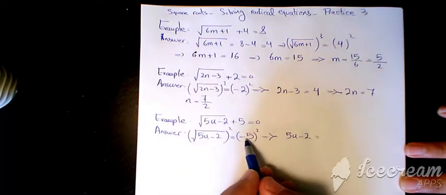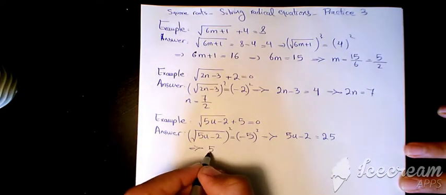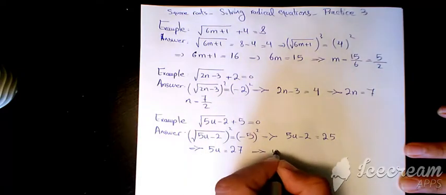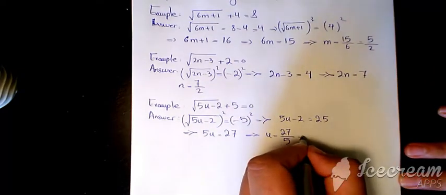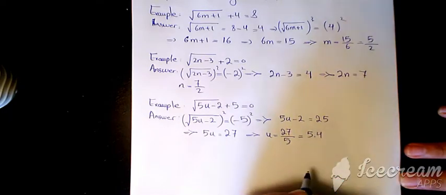And here I have negative 5 squared is 25. Then we have 5u equals 25 plus 2, which is 27. And u will be equal to 27 divided by 5, or we can say that's equal to 5.4.